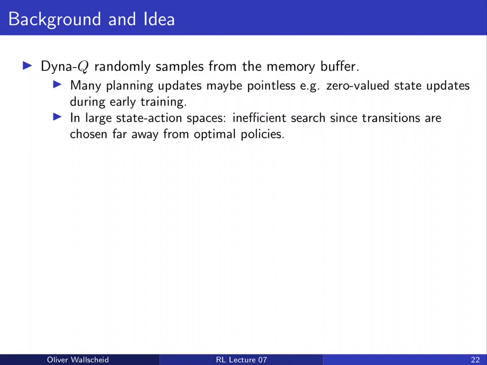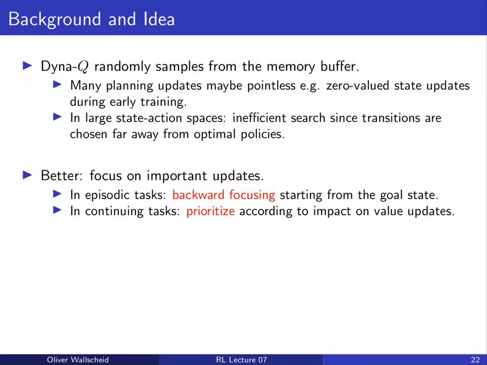The reason for that is that in the vanilla Dyna framework, we have seen that we randomly draw samples from the memory buffer in order to perform updates. And of course, especially at the early training stage, there will be a lot of zero value state updates in that memory buffer, and applying these updates is more or less pointless, because we don't learn anything if we update zero value state estimates with other zero value state estimates from the memory buffer. This will often be the case especially in large state action spaces, because during early training these will be the default, and therefore there will be a large degree of inefficiency regarding the training.